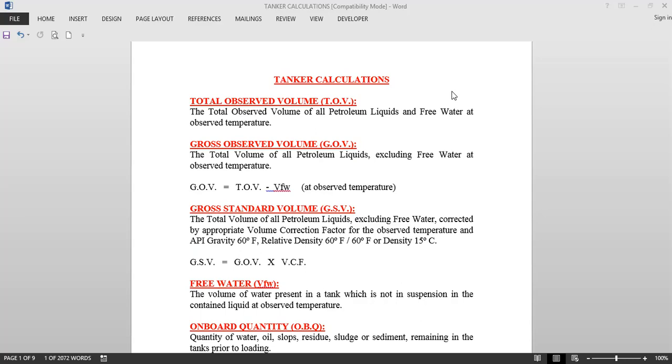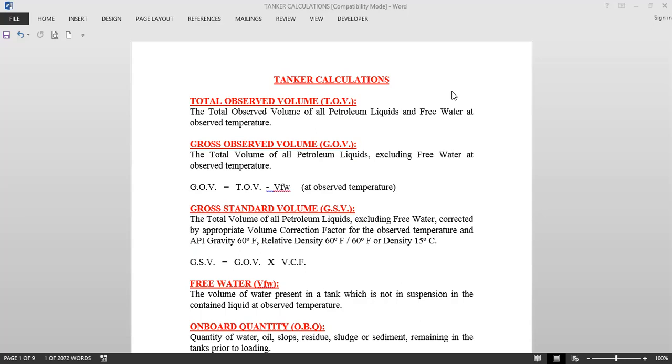So that we can make a comparison of the volume at the load port and at the discharge port, there is something known as a standard volume. Basically, that is the volume calculated at 15 degrees Celsius or 60 degrees Fahrenheit, and that volume is called the gross standard volume. That GSV, or gross standard volume, is used to make comparisons because it is at a standard temperature.